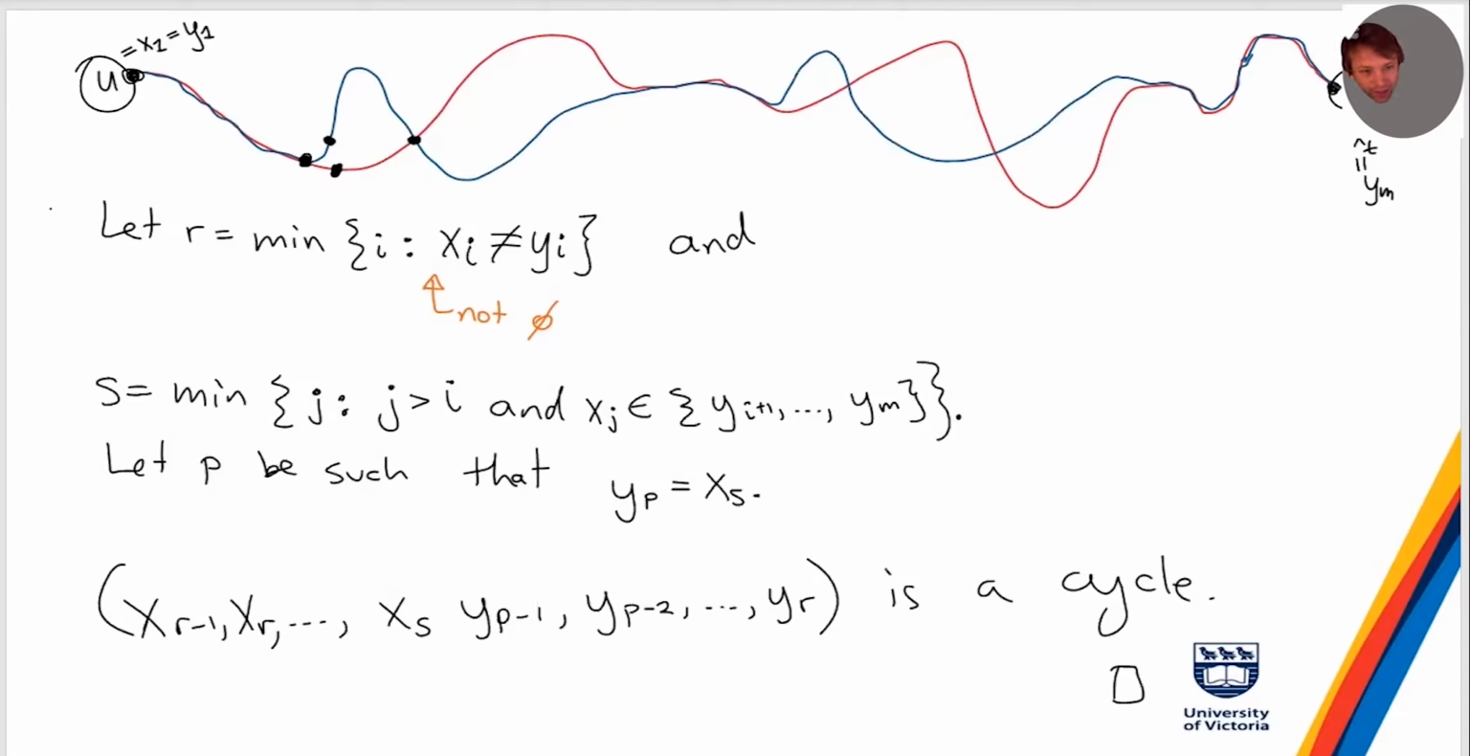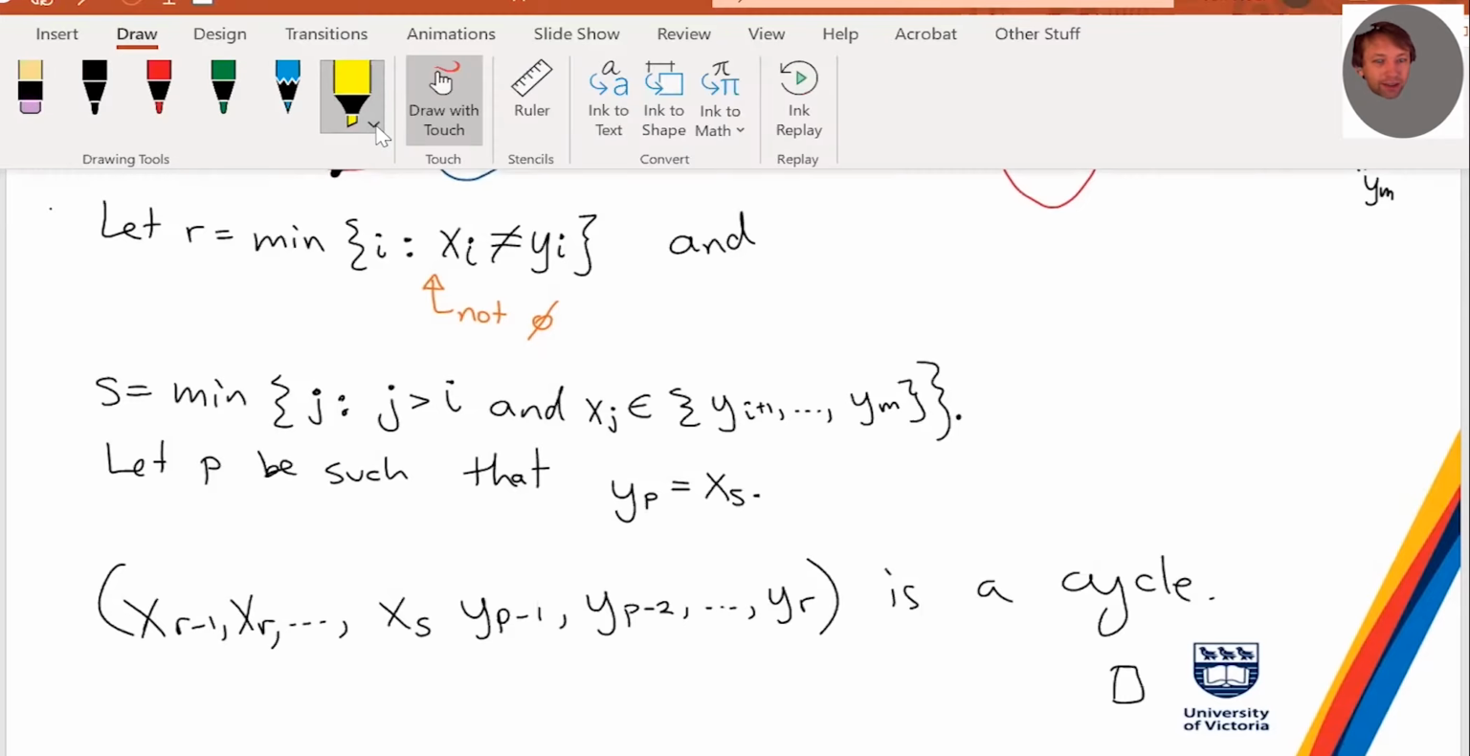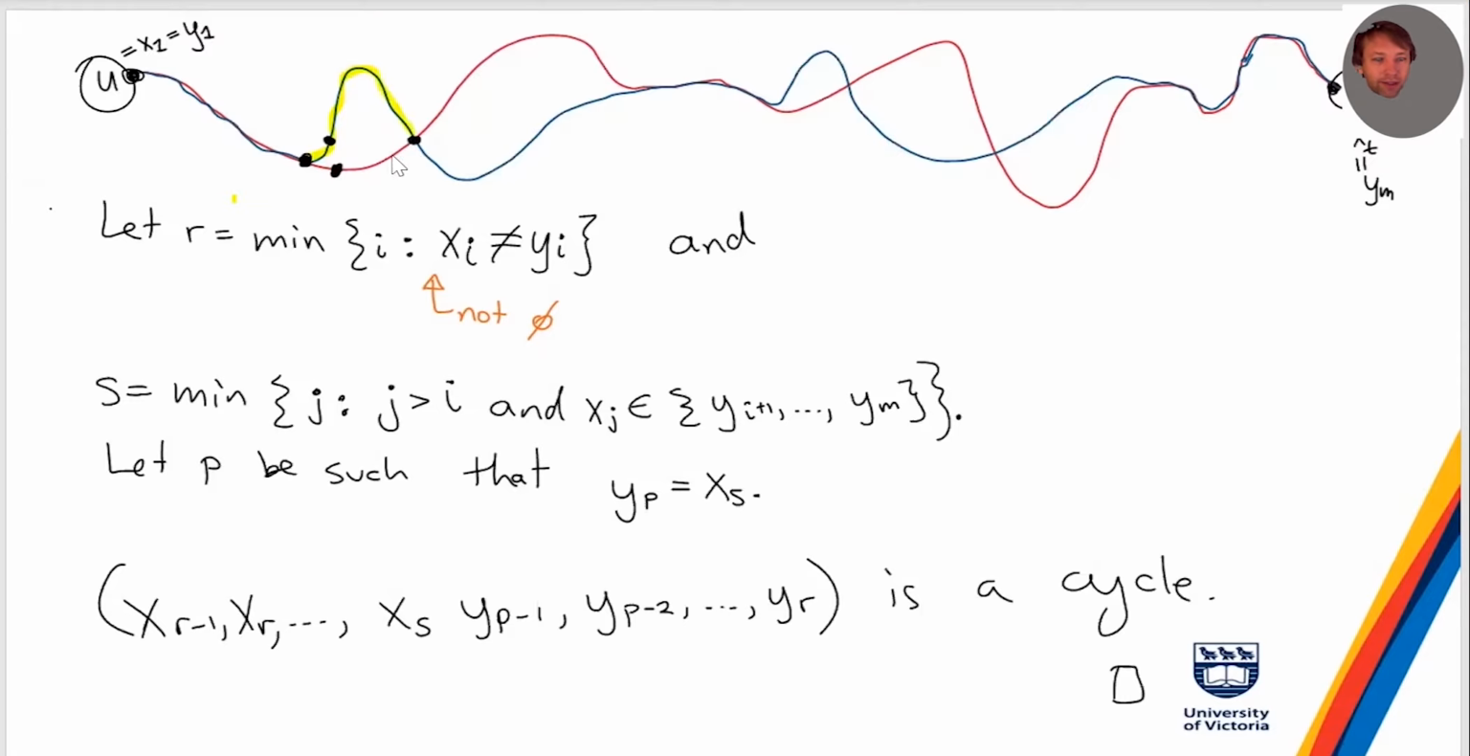But yeah, here's the thing. You can see in this picture, though, there are cycles, right? This is a cycle, for example. So to do things formally, we have to find this cycle. But it's kind of clear, I hope, from the picture that it exists, right? So formally, what we can do is look at the first point where the two paths deviate. And that must exist because these are not the same path, right? By assumption, we're assuming these are two different paths, so there must be a point where they deviate.